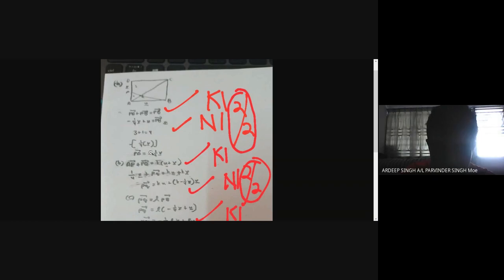After that, I show you here. See PA, I just reversed the AP. So I get PA. So that's how you get the first one, A. You get minus 1 over 4 V plus U, PB.